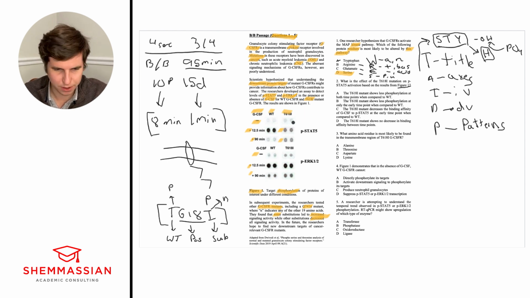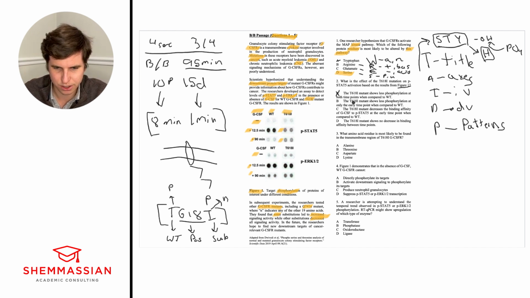They're the same when nothing's going on. After 12 minutes, wild type is more phosphorylated. After 9 minutes, it's less. T618 doesn't do as much and then kind of stays the same, but is greater than wild type. So we're looking for some kind of trend along those lines. So A, the mutant shows less phosphorylation at both time points when compared to wild type. We know that that is not true because it's less and then more. So that's just a false statement. Not going to be the correct answer.